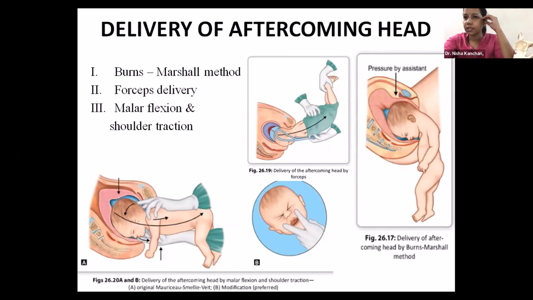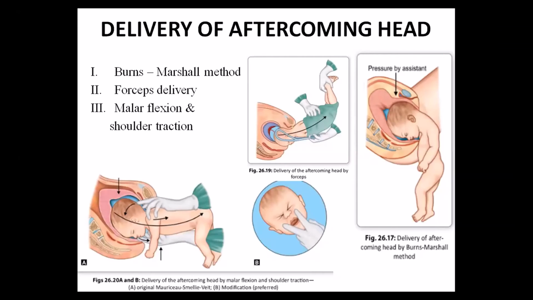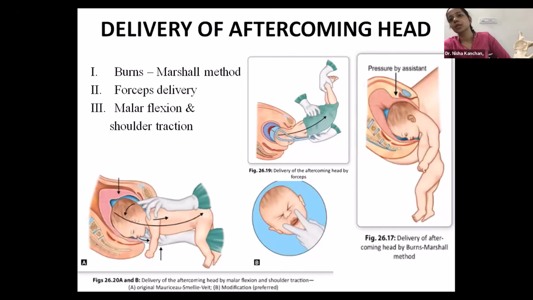Okay, the worst method among these three is, so the forceps is the best method to deliver the head of the breech. Which is the worst method among these three? Yeah, Burns-Marshall, because when you let the baby hang like this, you actually have no control. And instead of flexing, the baby's head can get extended, and then you are in deep soup and you don't know what to do, because once the baby's head extends, it's very, very difficult to deliver the baby. So Burns-Marshall is the worst technique. Forceps is the best technique, but usually what we end up doing is malar flexion shoulder traction. That is what we commonly follow in our labor rooms.